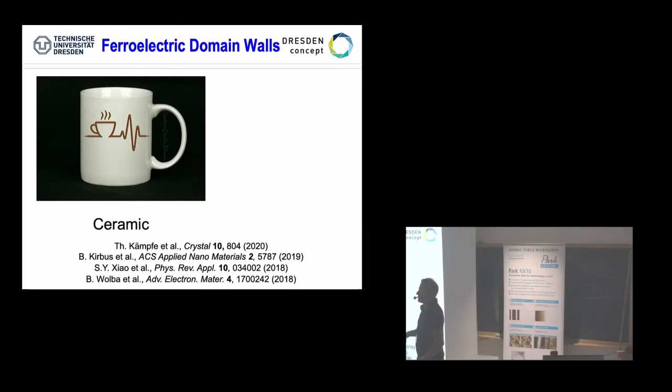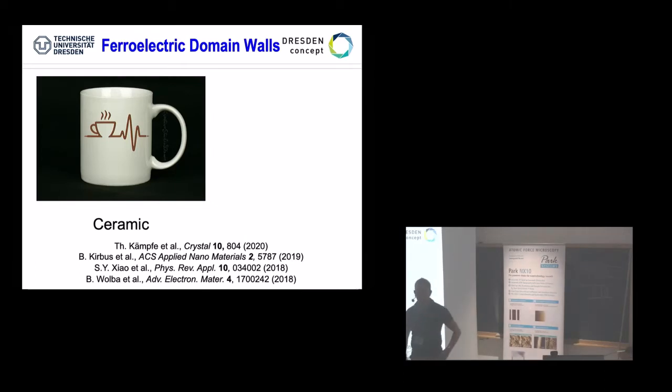You can also have another talk on ferromagnetic and stuff, but this talk will only deal with these ferroelectric domain walls. And in fact, this cup of coffee is exactly the right thing to start with, every morning, by the way. It's fully ceramic. We have a really wide band gap, right?